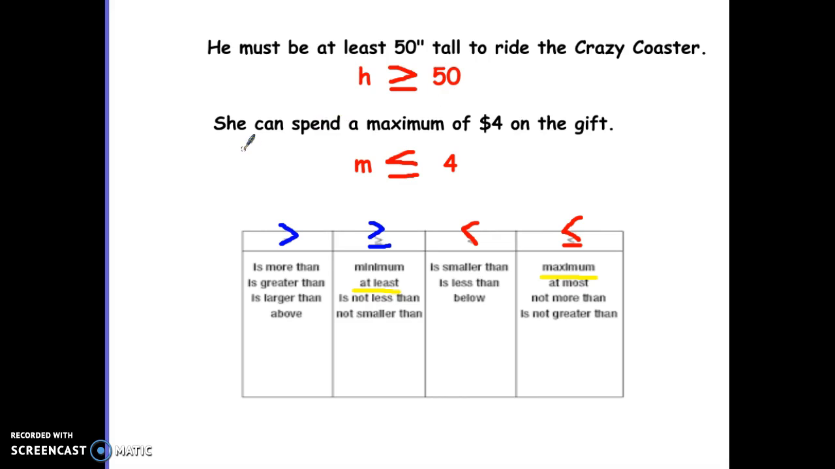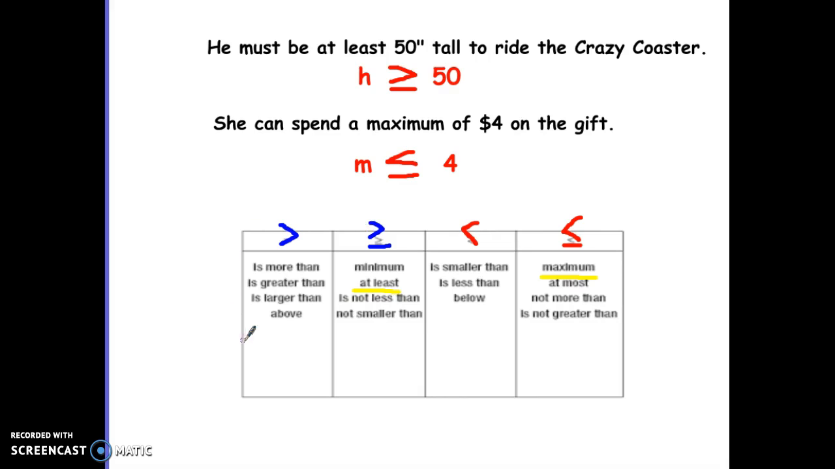Here's another example. She can spend a maximum of $4 on the gift. That means the money that she's going to spend is less than or equal to 4. So she could spend a maximum of 4, but she could spend $3.95 or $3.90 or even $3.89 or $2, or if she's a real cheapskate, maybe 25 cents.